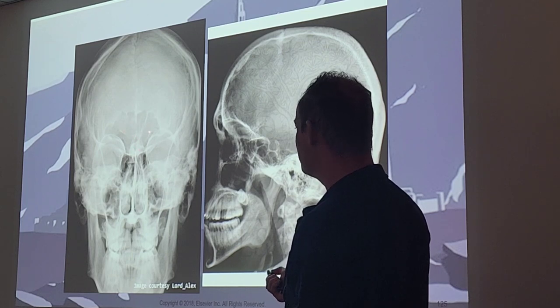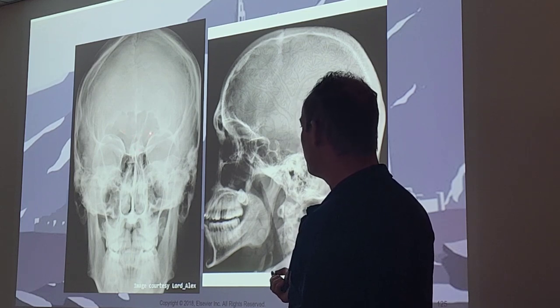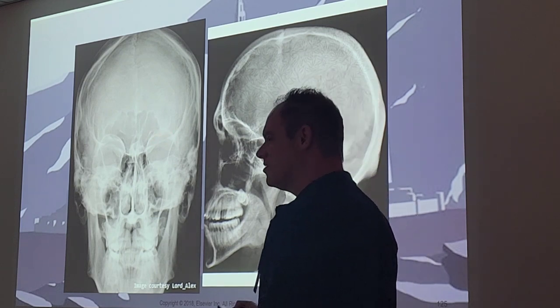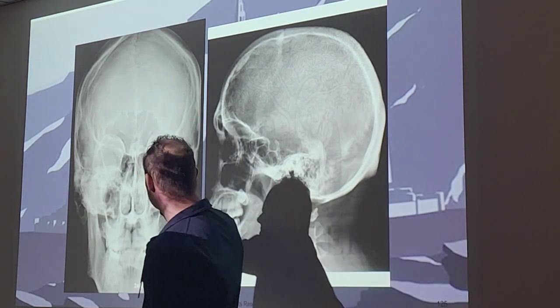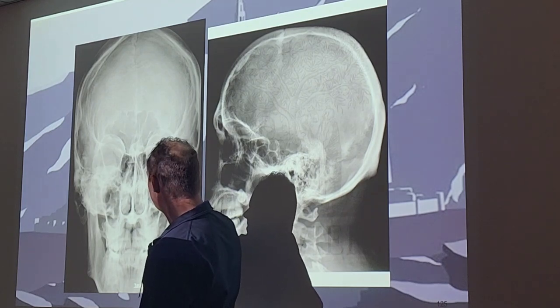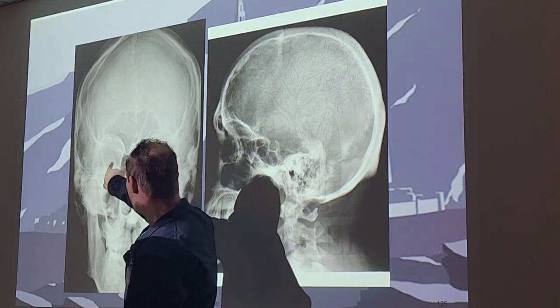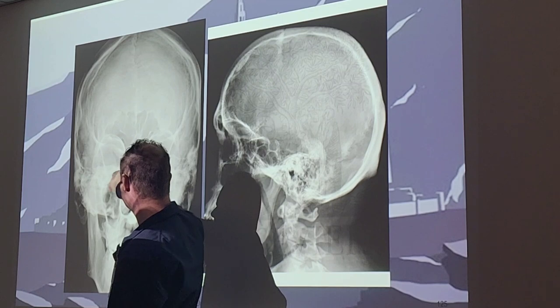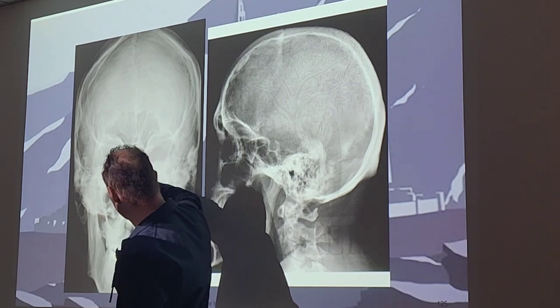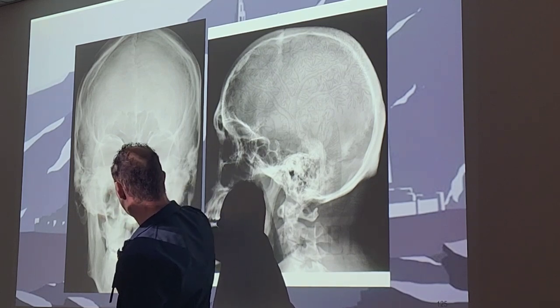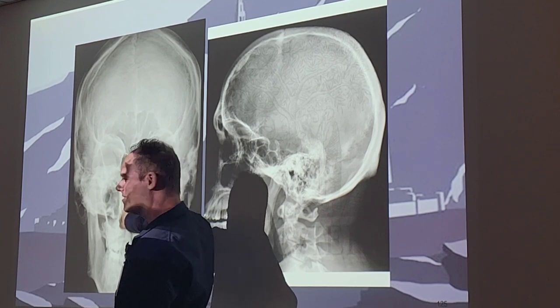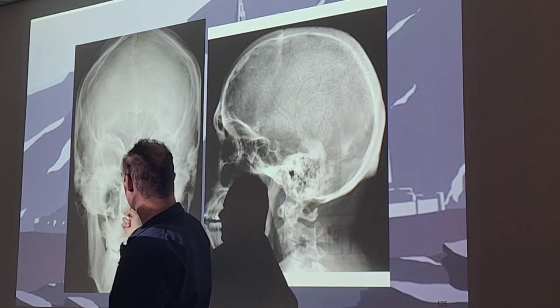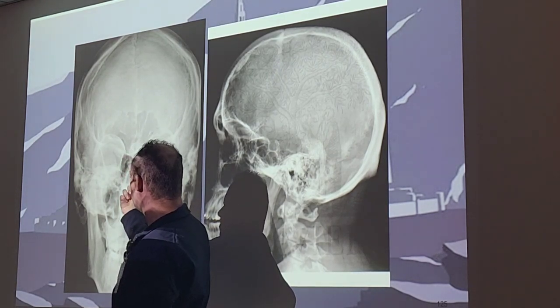Crista galli. What sinuses are these? Frontal. What part of the orbit is this? The superior orbital margin. The bottom is the infraorbital. These sinuses are? Sphenoid. This structure is? The perpendicular plate of the nasal section. Don't pick your nose too deep.